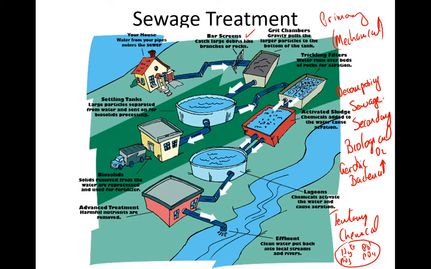And as I said to you before, the quickest way to remove them is by what we call precipitation reactions. So we basically put in chemicals at this stage here in the tertiary process, which will remove the lead if there's any, or the mercury if there's any, but especially the nitrates and the phosphates.